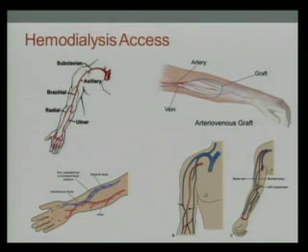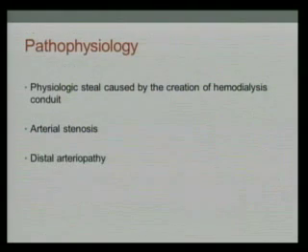So when I'm talking about the fistulas and the grafts, this is essentially what I'm talking about. Essentially, we are creating a diversion of flow from the artery into the venous system. The vein is a very low pressure system, so the flow is going to be pretty high through there. But it's a physiologic steal that is caused by the creation of the access.